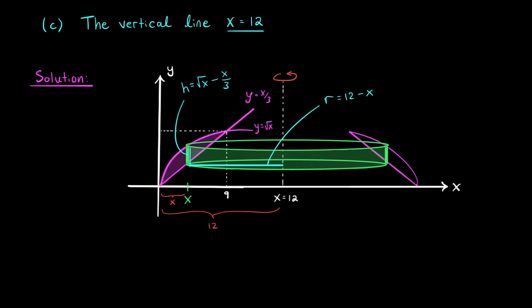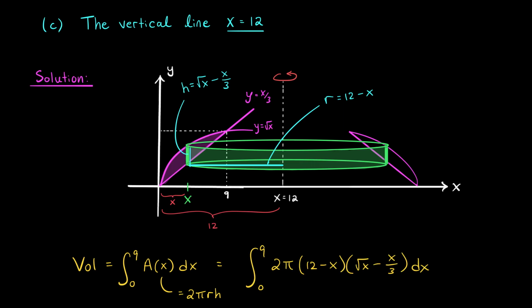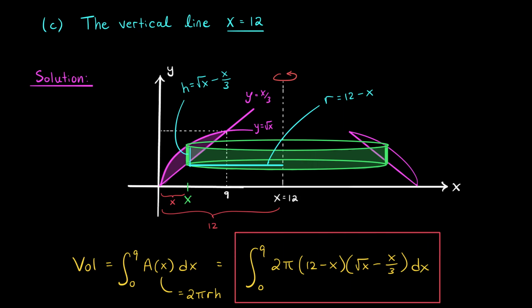From here, you know the drill. The volume is the integral from 0 to 9 of A of x dx. A of x is 2 pi rh. Using the r and h we found above, I'm getting the integral of 2 pi times 12 minus x times the square root of x minus x over 3 dx.